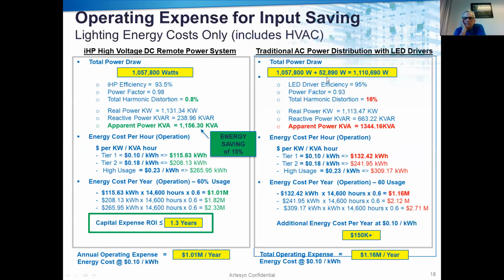If I include the AC, we had the 1 million watts that we needed, and then we had to put in an extra 5% because of the heat. So we're at 1.1 million watts that we need. When you do the numbers, it gets to be about $150,000 in savings because you don't need that AC in there also.